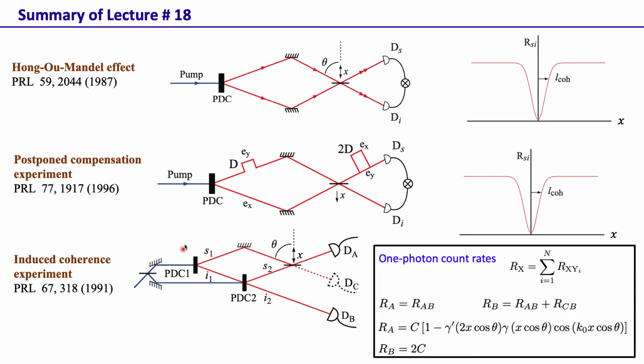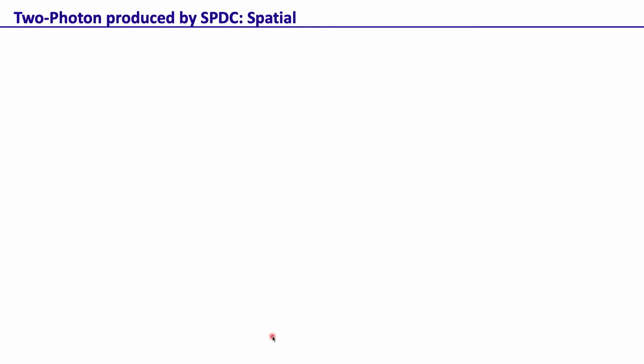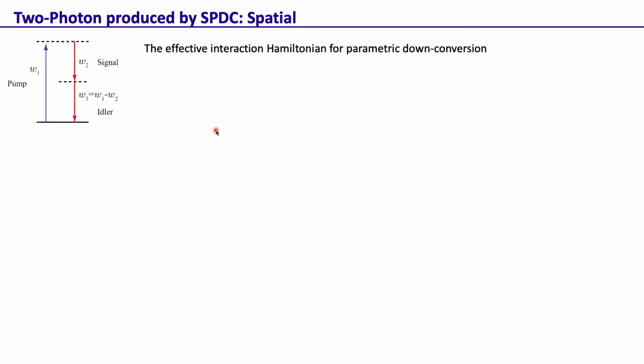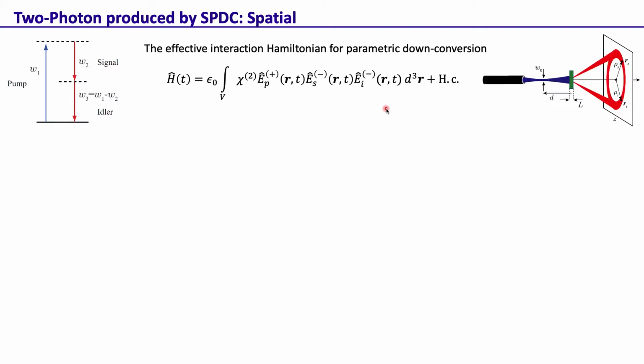We also had an intuitive way of explaining this two photon interference, but today we are going to do two photon interference in the spatial degree of freedom. So, first let us look at the two photon state that is produced by SPDC in the spatial domain, and this is the effective interaction Hamiltonian. This is the full interaction Hamiltonian that we had derived two lectures ago, and we had used the one dimensional version of this Hamiltonian, but today we will use the full Hamiltonian. So, that is the interaction Hamiltonian.